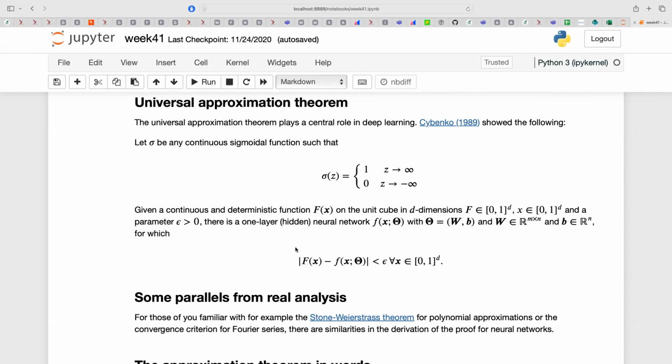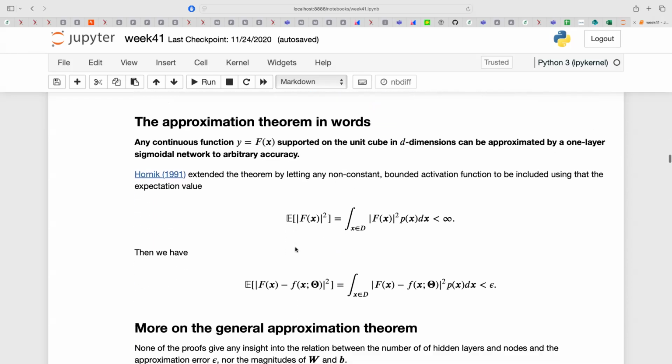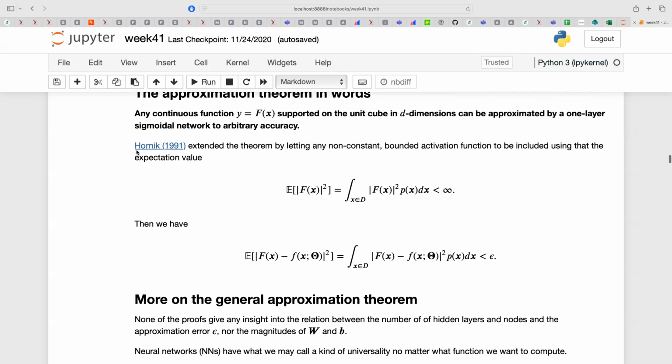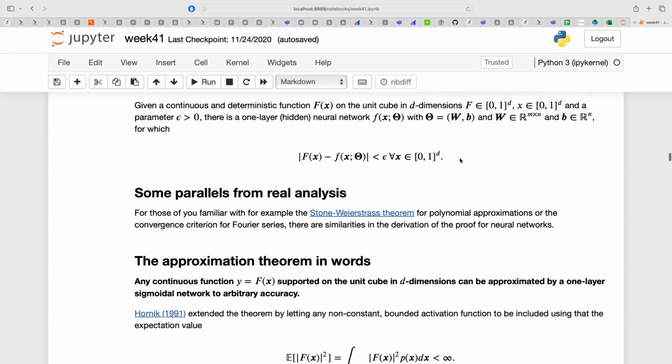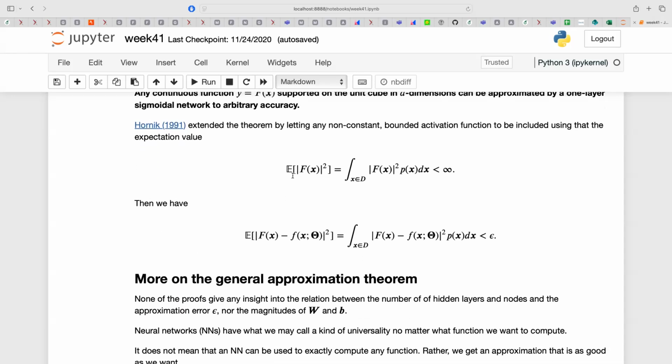The proof of this theorem, which was presented by Cybenko in '89, is similar to what some of you may have encountered when you look at the convergence of a polynomial approximation, because there you have the Stone-Weierstrass theorem, which you have actually played around with. This was extended by Hornik in '91, by allowing any non-constant bounded activation function, because the proof by Cybenko was done with the sigmoid function, whereas Hornik extended this to non-constant bounded activation functions.